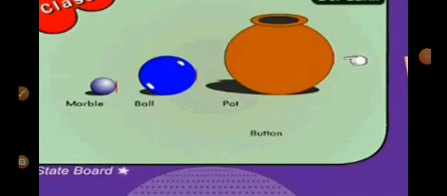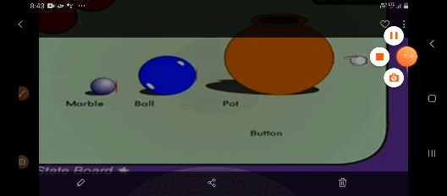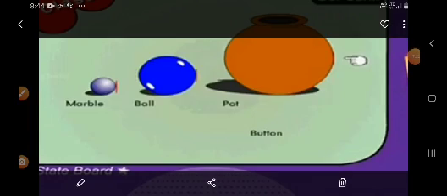Children, look at the pictures carefully. In the first picture, as the marble is small, we can see the button clearly. We are not able to lay the button properly on the marble as the size of the marble is small. But it is more properly laid on the ball than on the marble. And when we look at the pot, it is still more properly laid on the pot. So children, the same happens with the earth.